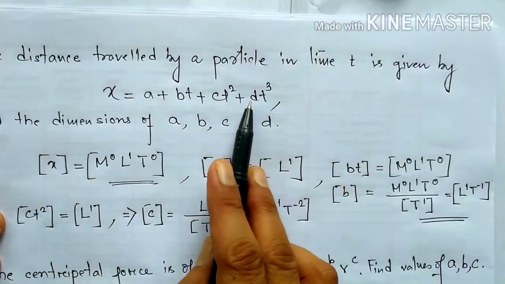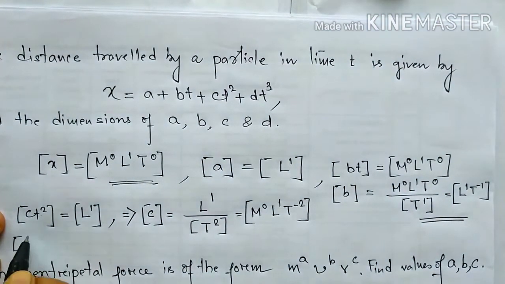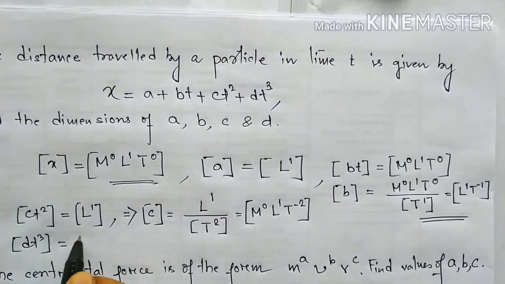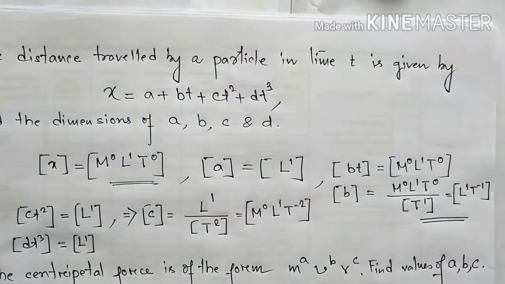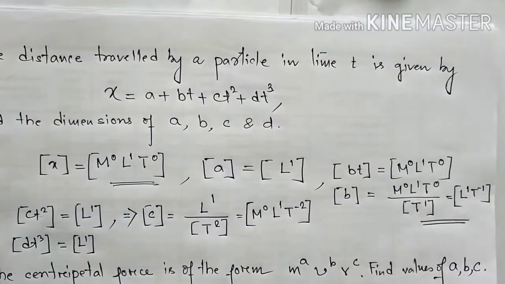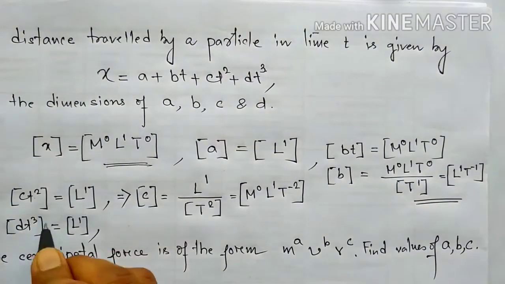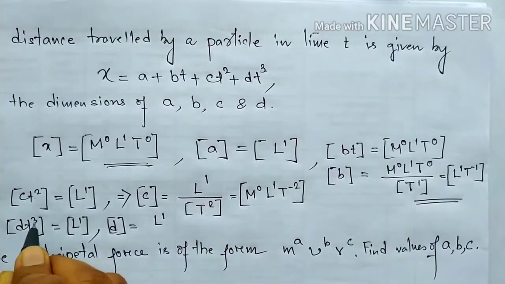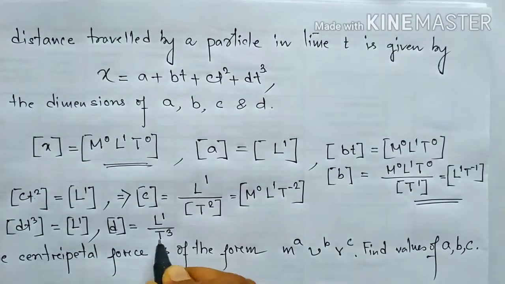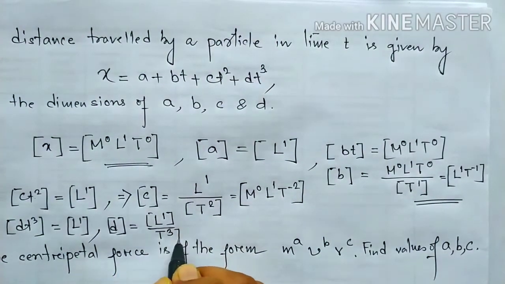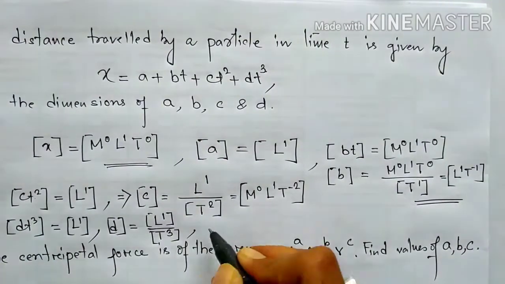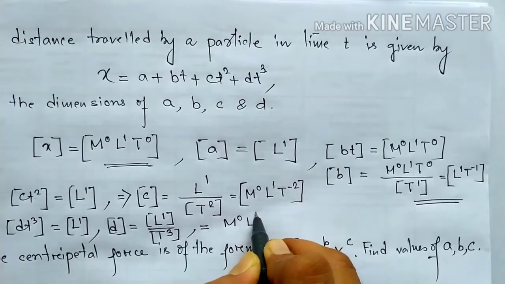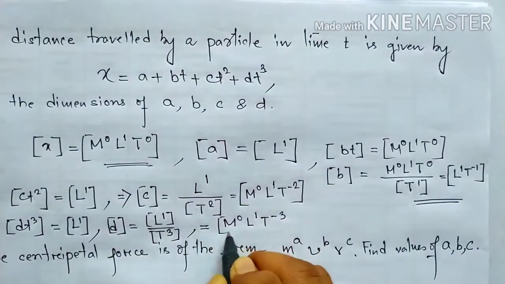Similarly, what will be the dimension of dt cube? The dimension of dt cube again will be equal to L to the power 1, because the dimension of dt cube has to be equal to the dimension of x. So clearly it indicates that the dimension of d will be equal to L to the power 1 by t cube, so t to the power 3. Don't forget to give the third bracket. So it will be m to the power 0, L to the power 1, T to the power minus 3.